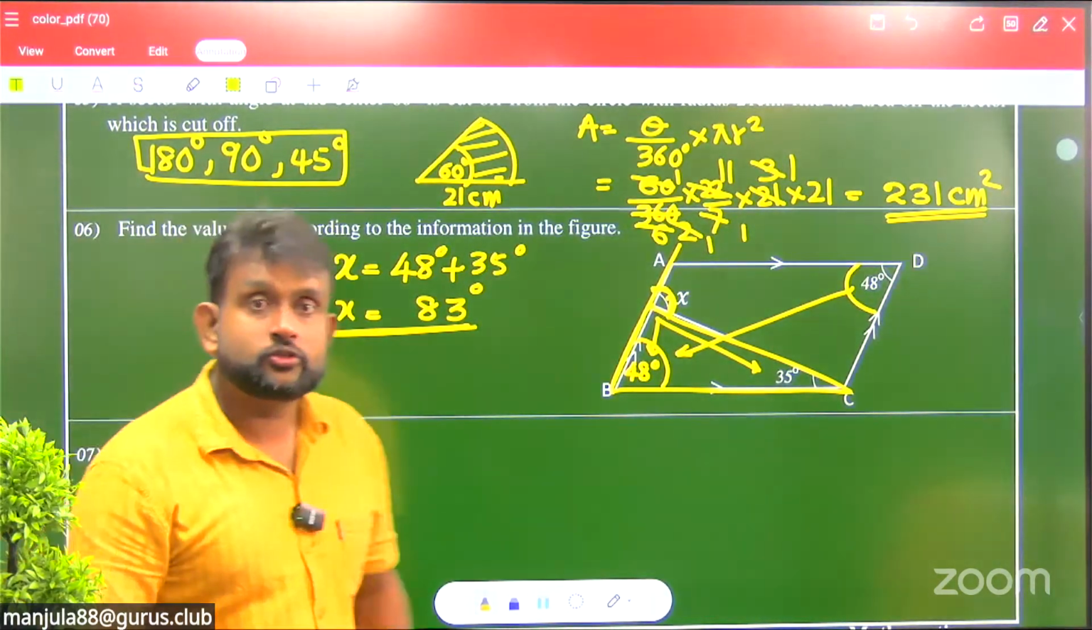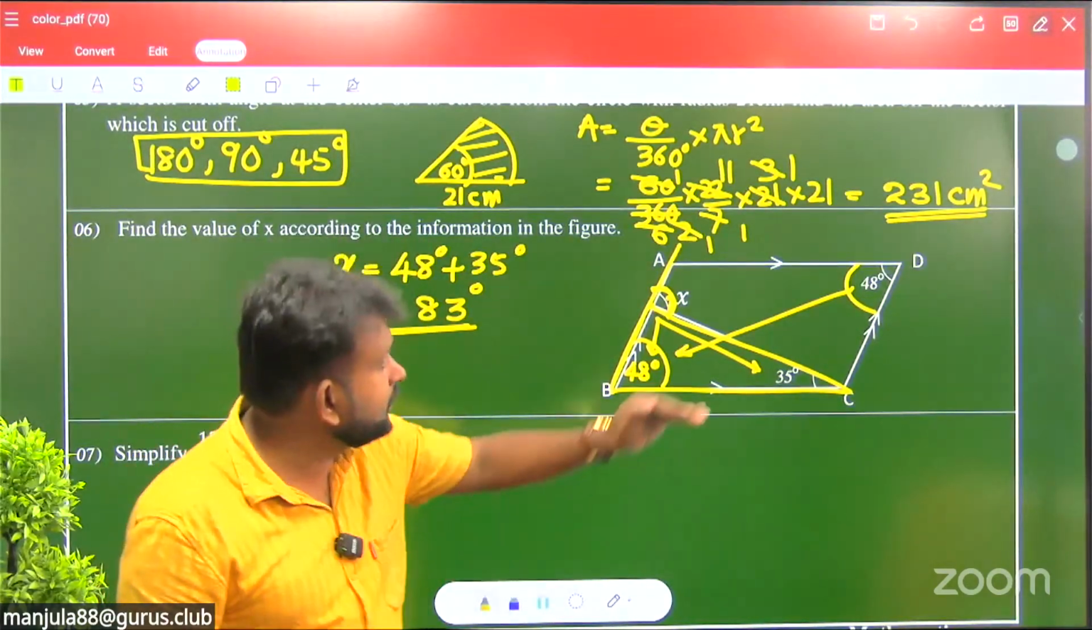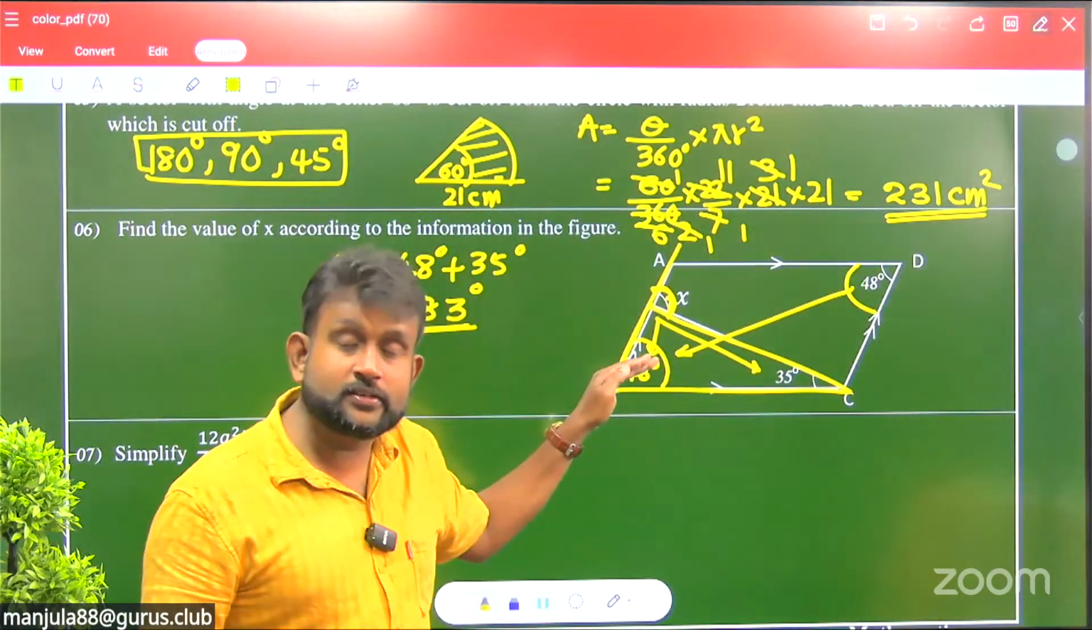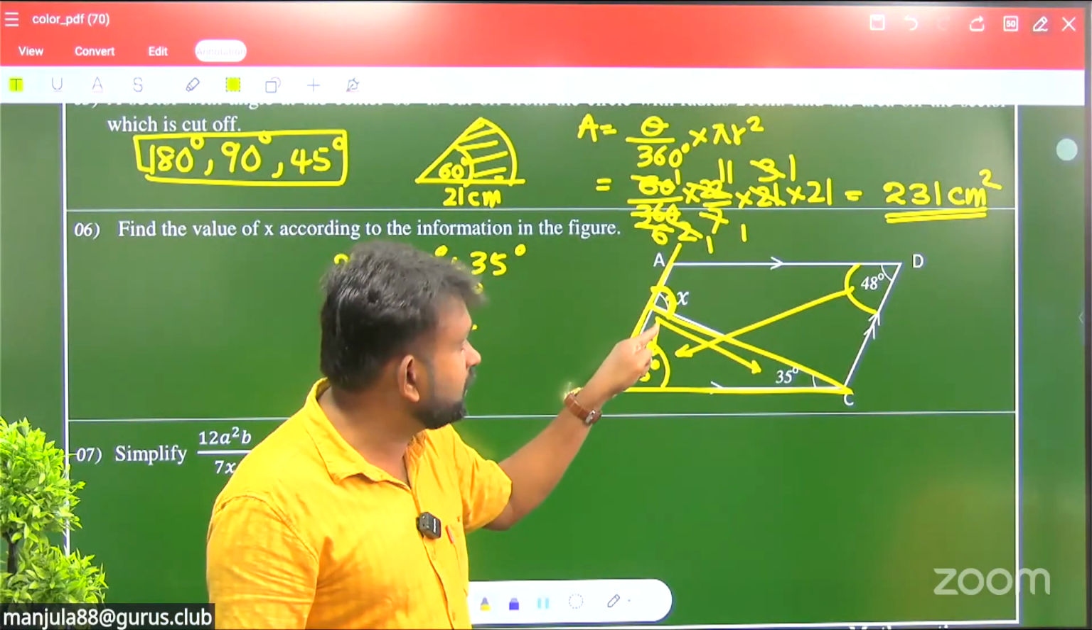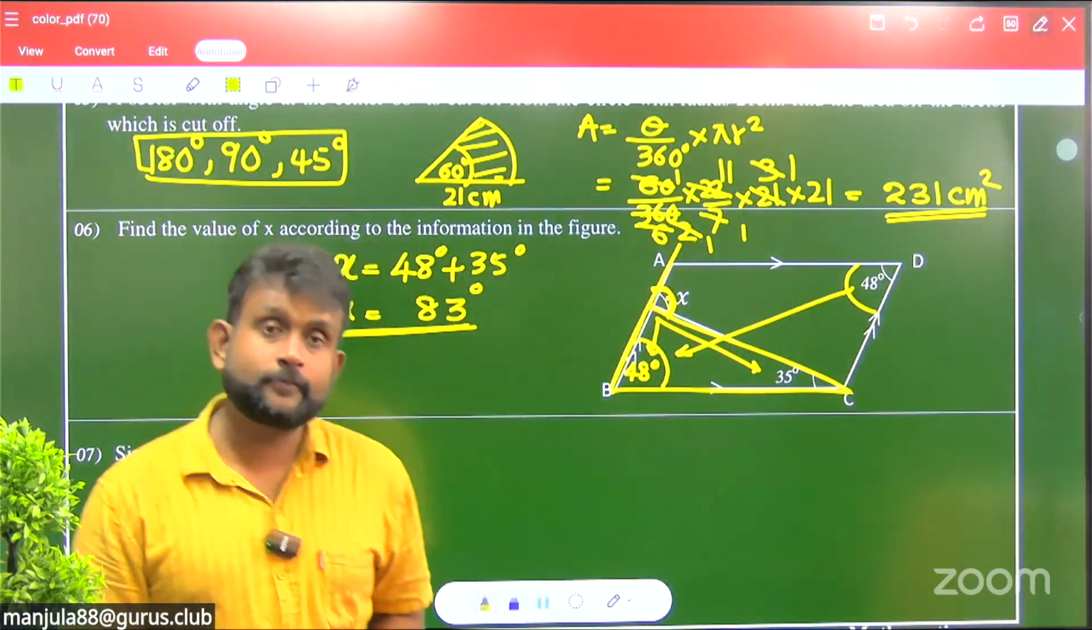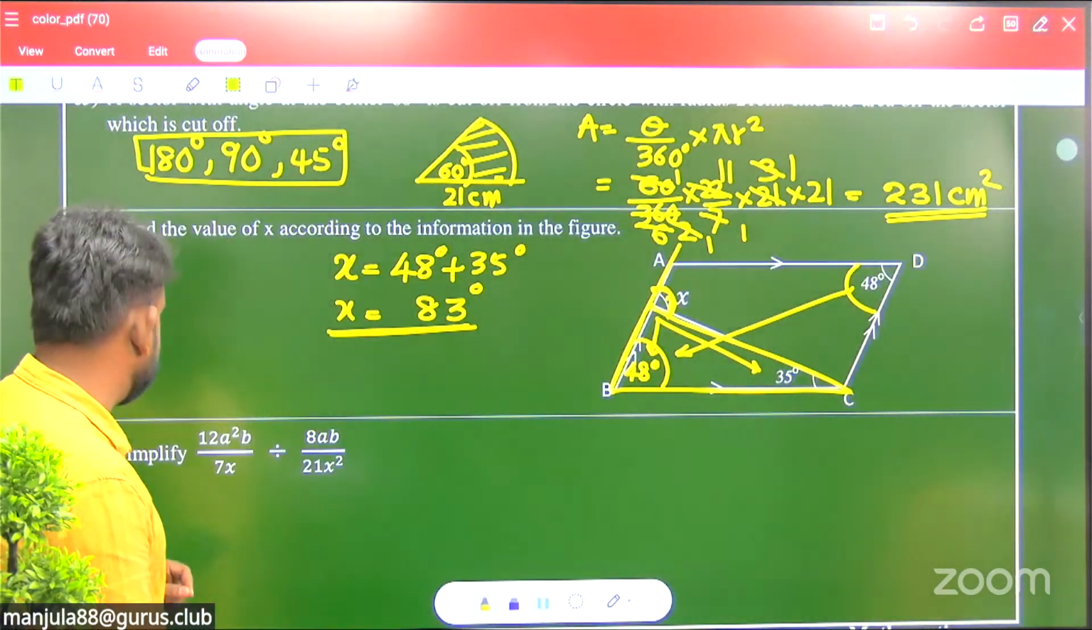Okay, fine. So what are the theorems we applied here? In a parallelogram, the opposite angles are equal. The other one, in this triangle, the exterior angle equals the sum of the interior opposite angles. Two theorems were applied.